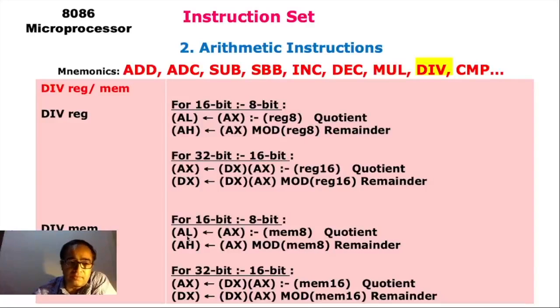Coming to this part, this is division. So division is dividing the content. As you could see over here, if I take div and the register, and the register is 16-bit, then if we divide it, we will get the quotient in the AL and the remainder in AH. For 32-bit, we'll get it in AX and DX. And the same happens in memory.